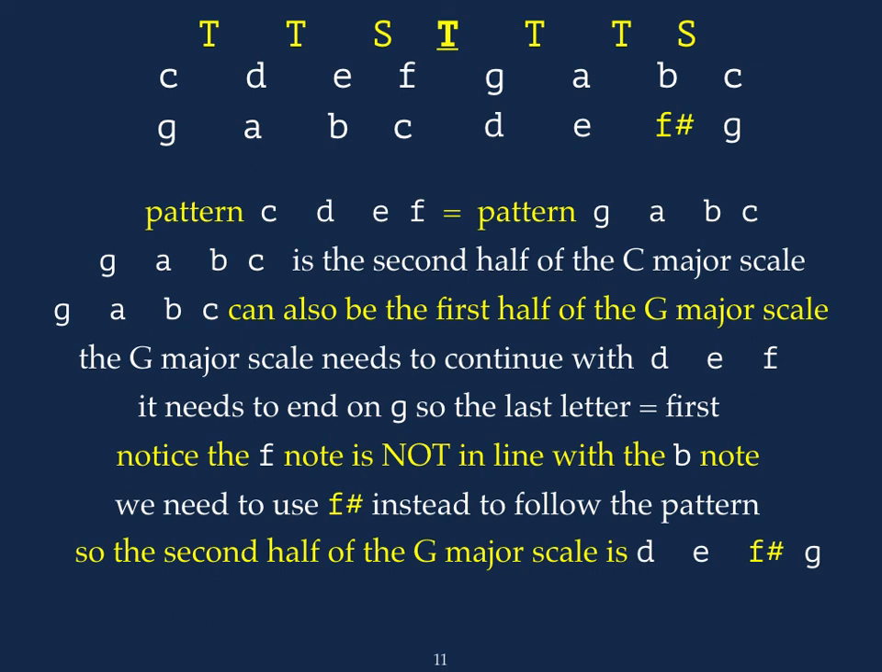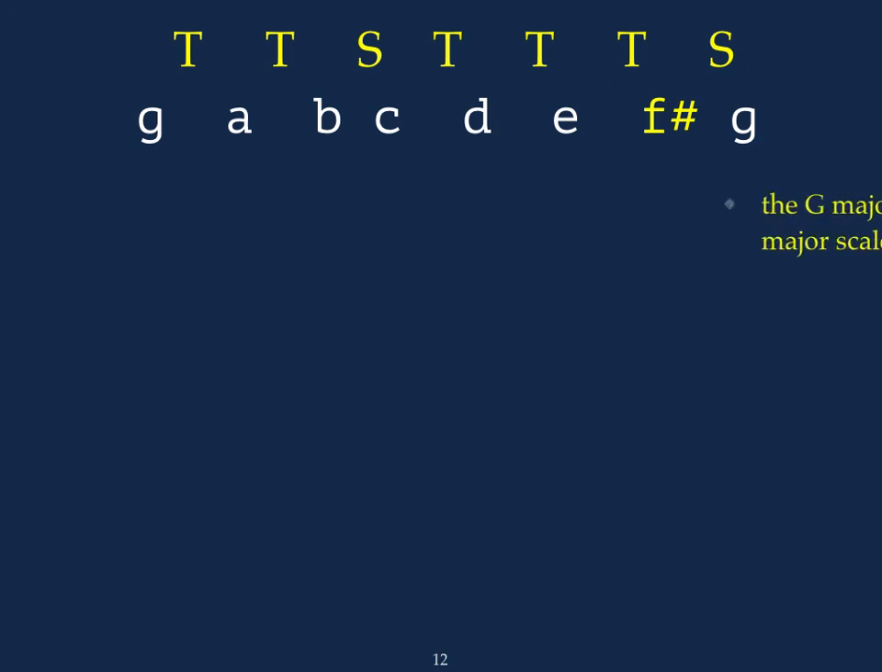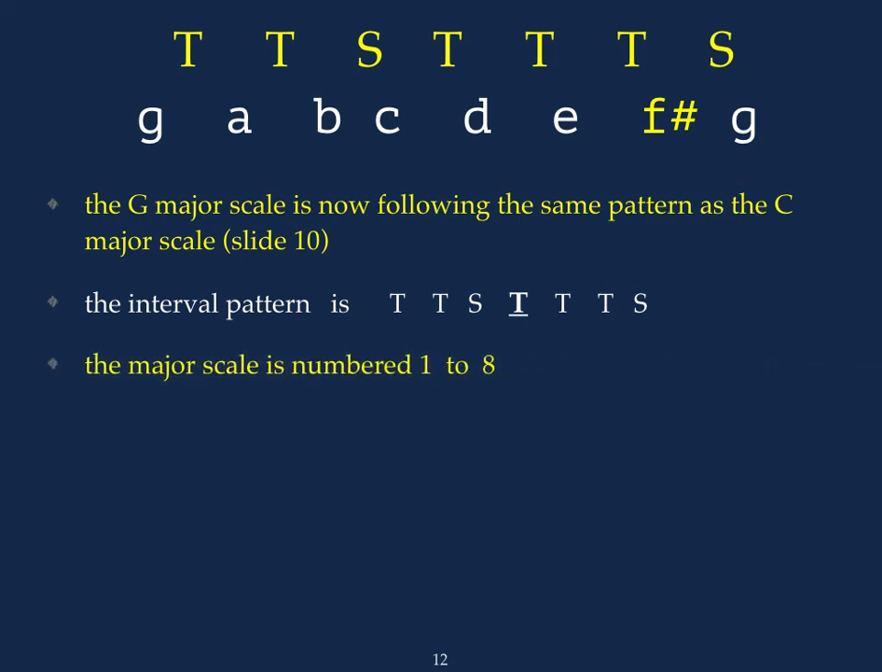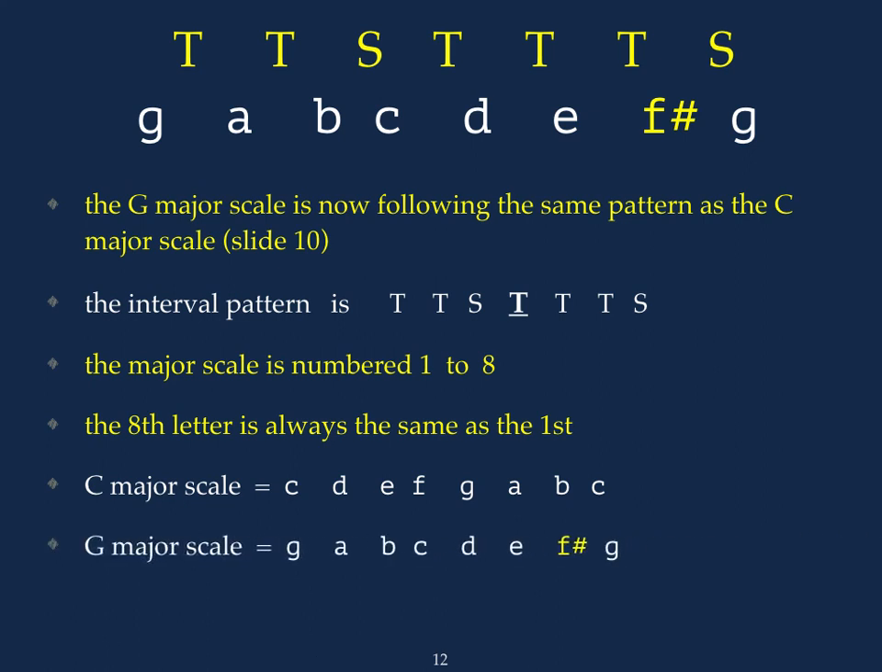There it is again. The G major scale is now following the same pattern as the C major scale. The interval pattern is tone, tone, semitone, split by a tone, tone, tone, semitone. The major scale is numbered 1 to 8. The 8th letter is always the same as the first. So C major scale equals C, D, E, F, G, A, B, C. The G major scale, G, A, B, C, D, E, F sharp, G.